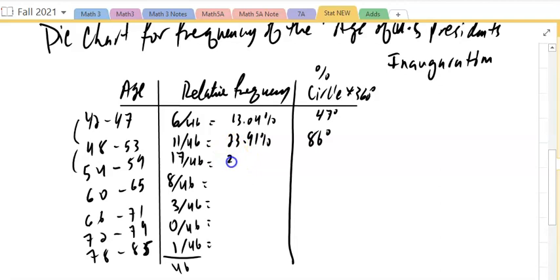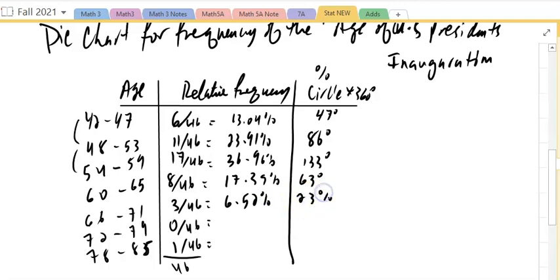17 takes the highest, 36.96%. When you multiply it out, you get 133 degrees. 8 divided by 46 is 17.39%. That gives me roughly 63 degrees. 3 divided gives me 6.52%, which is roughly 23 degrees. This is 0, of course, and 1 divided will give me 2.17%. When I multiply, I roughly get 8 degrees.